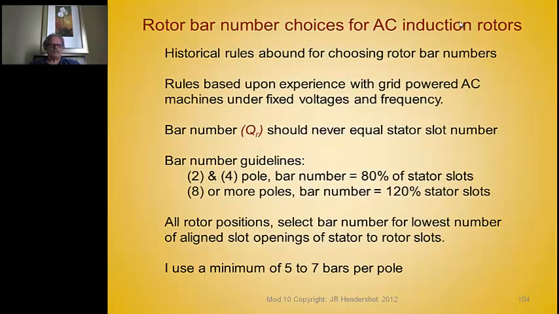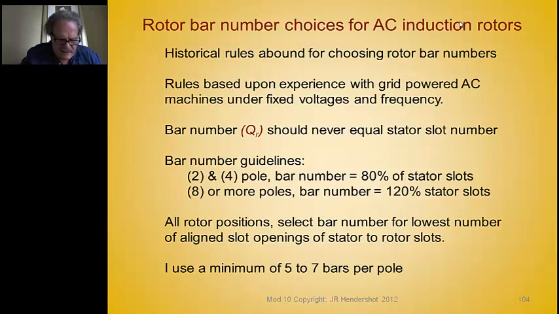Now, for induction motors, the rotor bar selection number is a totally different topic. It's a totally different subject because it's true that the current flowing in the rotor bars determines the poles that are induced in the rotor. So I guess you could say that for a four-pole motor, the minimum number of bars would be four bars, but you would never design a machine like that because you'd have too much current in each one of those bars. So you have a lot of bars to provide the current flow that produces each pole.